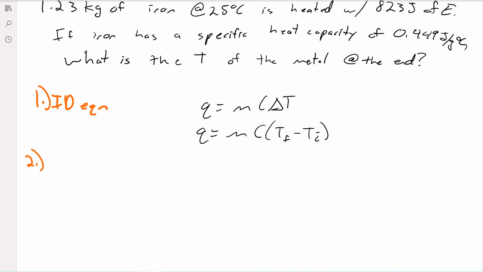The second thing that you want to do is identify the unknown. Which part of this equation are you going to solve for? In this case, we're asked for the temperature of the metal at the end. So what we want is TF.